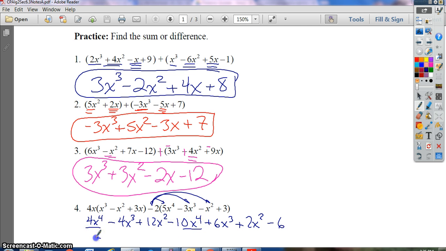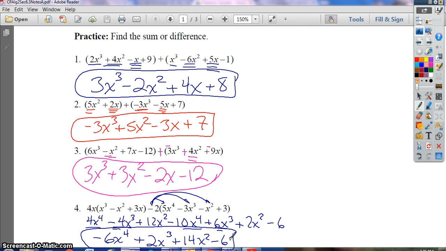That's my highest power. That's going to leave you with negative 6x to the 4th. My x cubes, got some right here and here, so that's going to leave me with positive 2x cubes. Got my x squares, there's 14 of my x squares, and I have a minus 6 on the end.